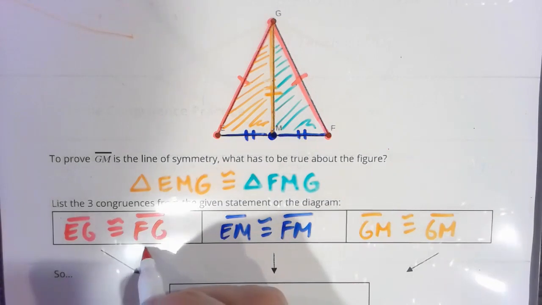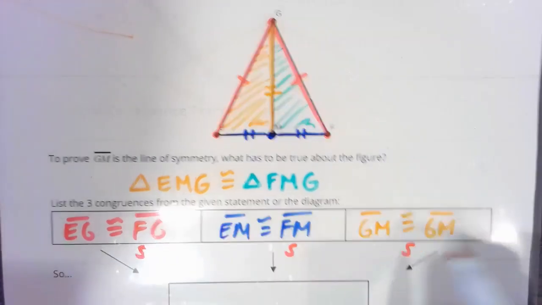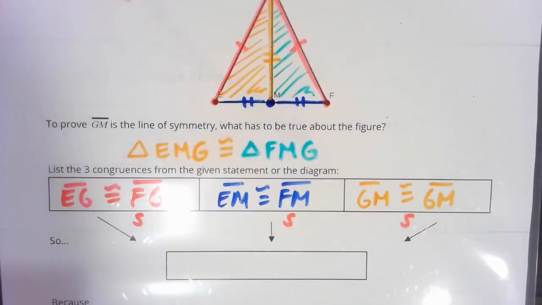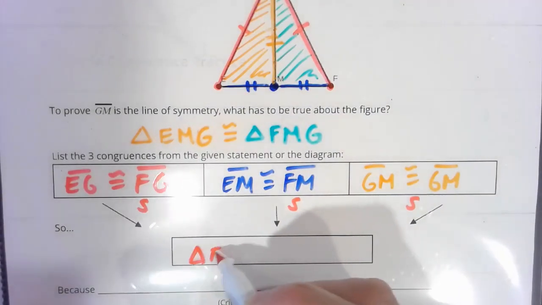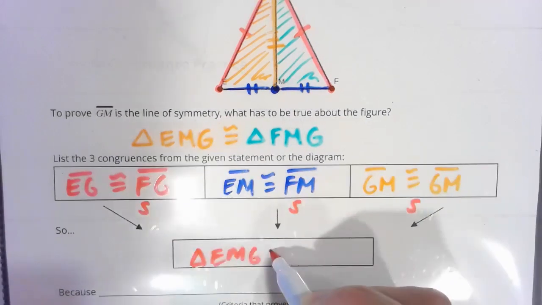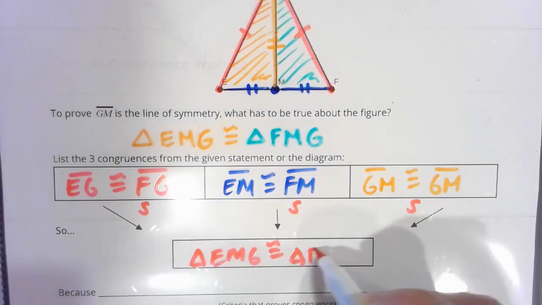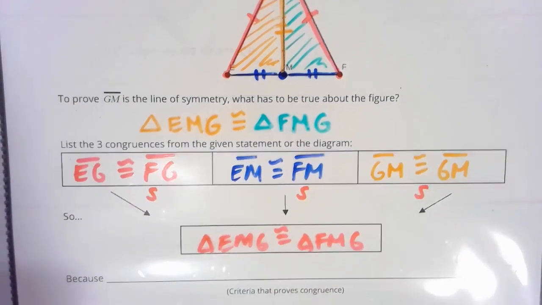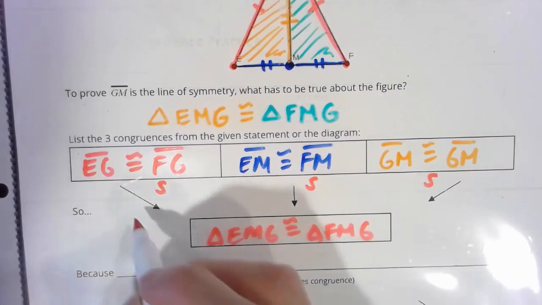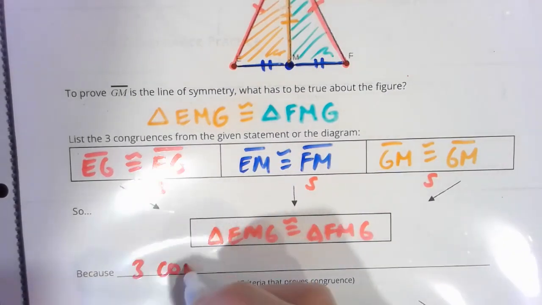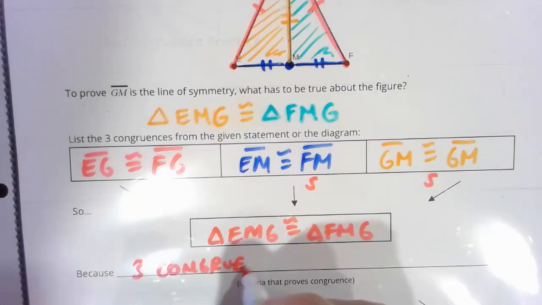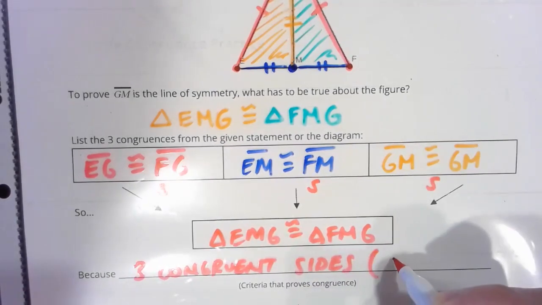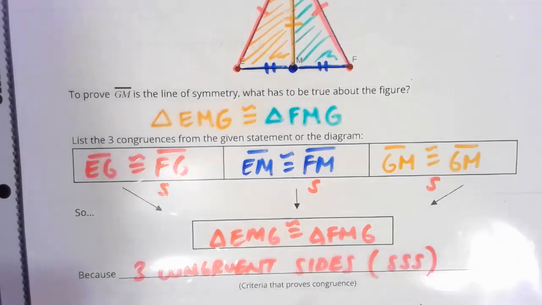So I have a side, and a side. I have three sides that are congruent between those two triangles. So I can conclude that triangle EMG is congruent to triangle FMG. And I can conclude that they're congruent because they share three congruent sides, or side, side, side, SSS for short.